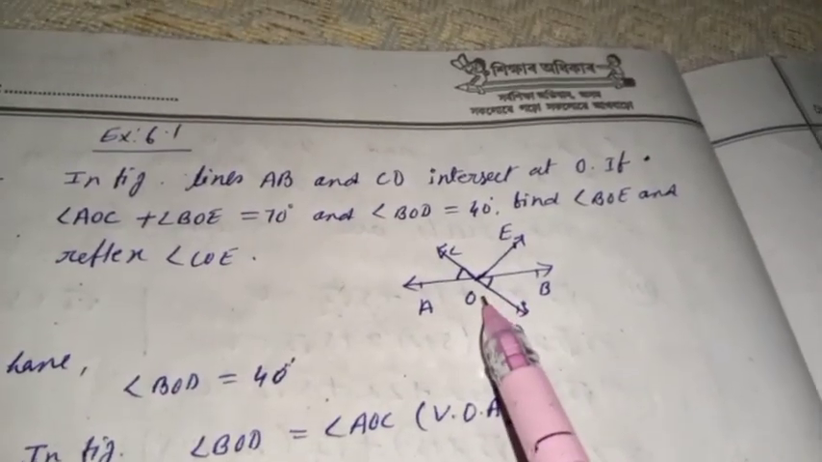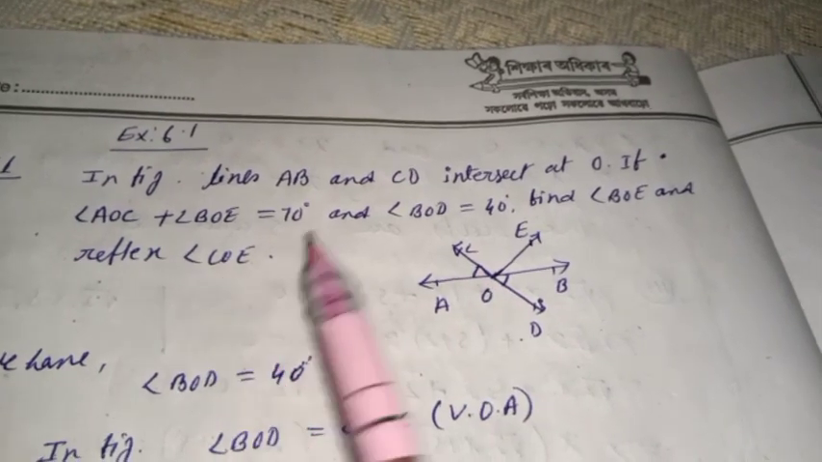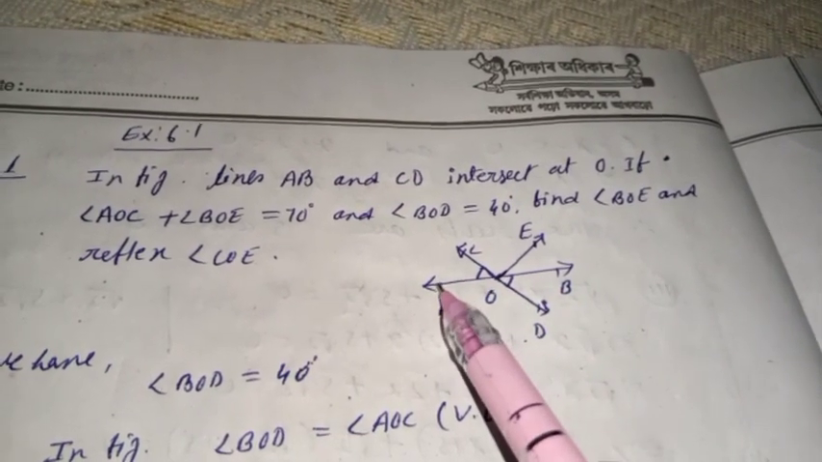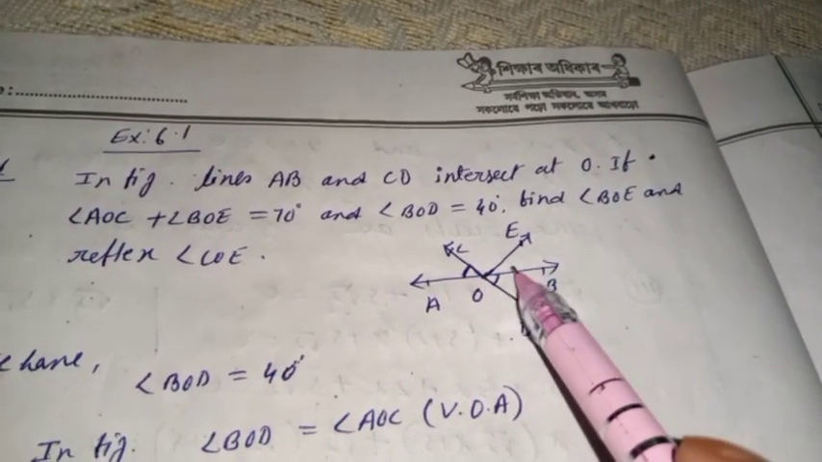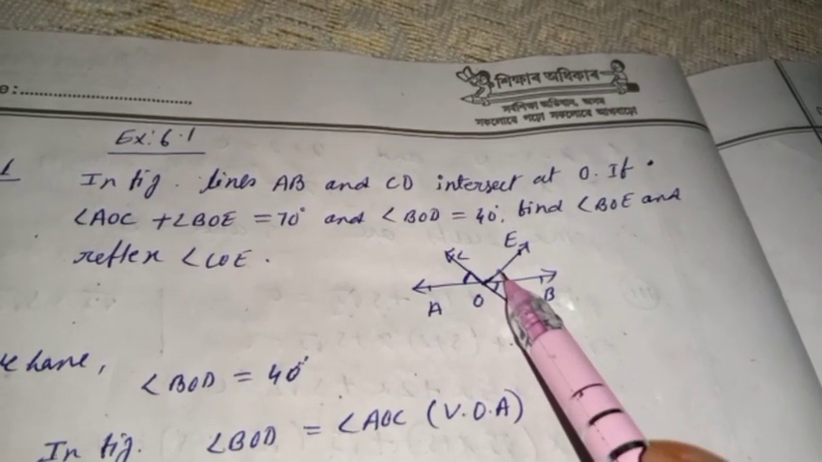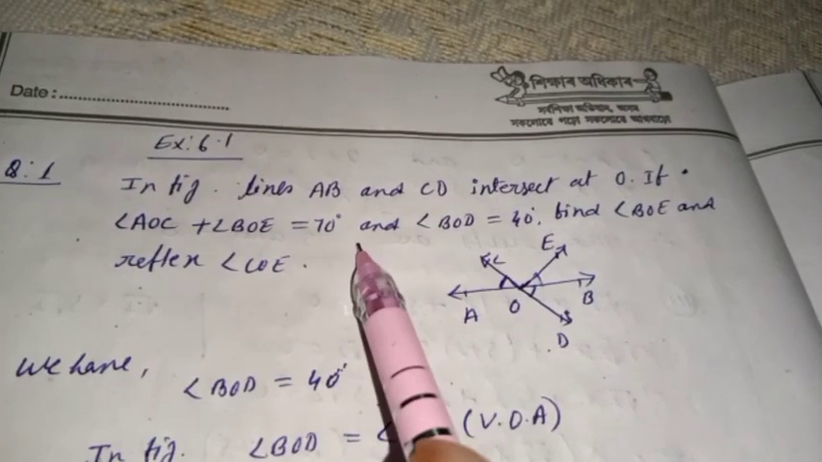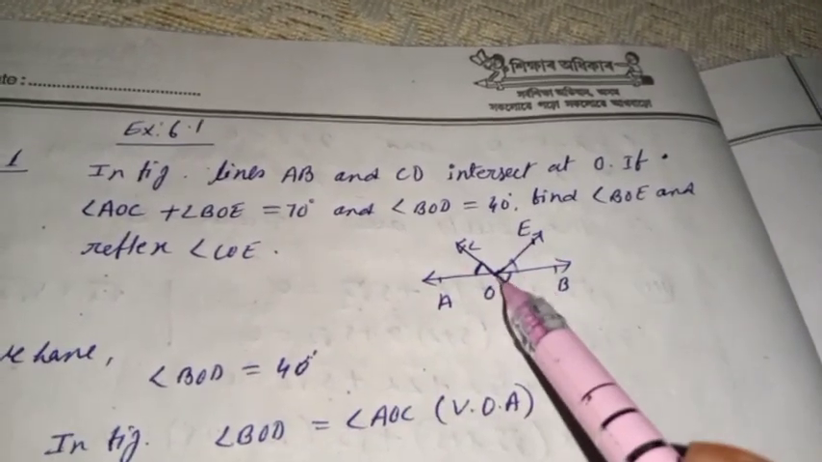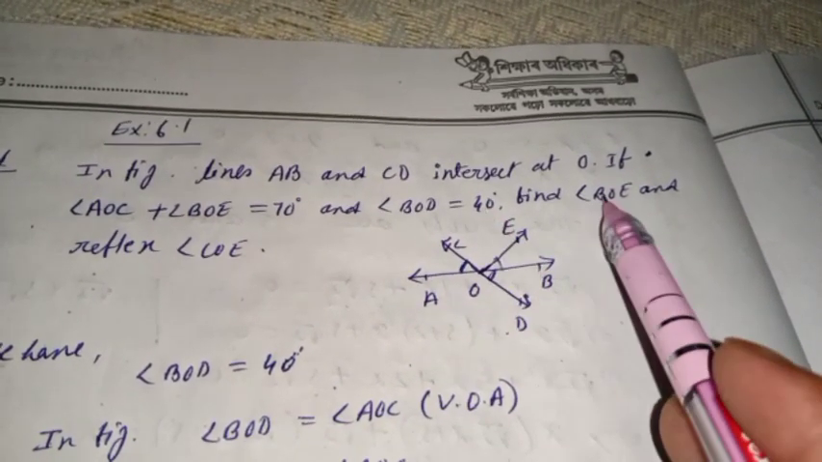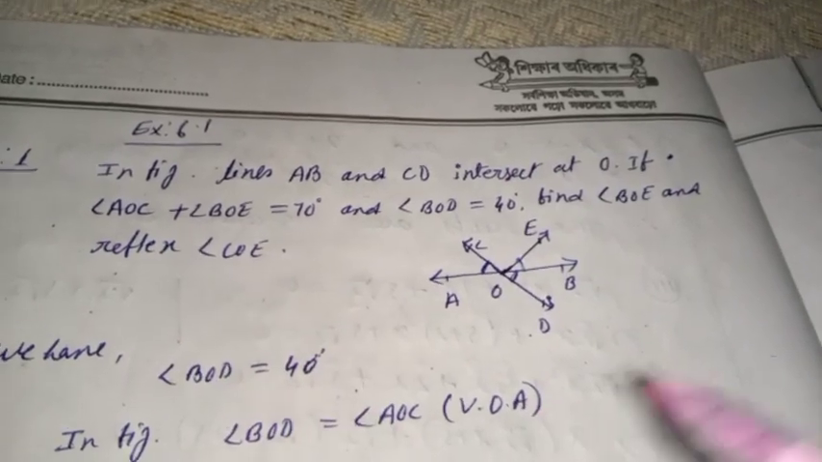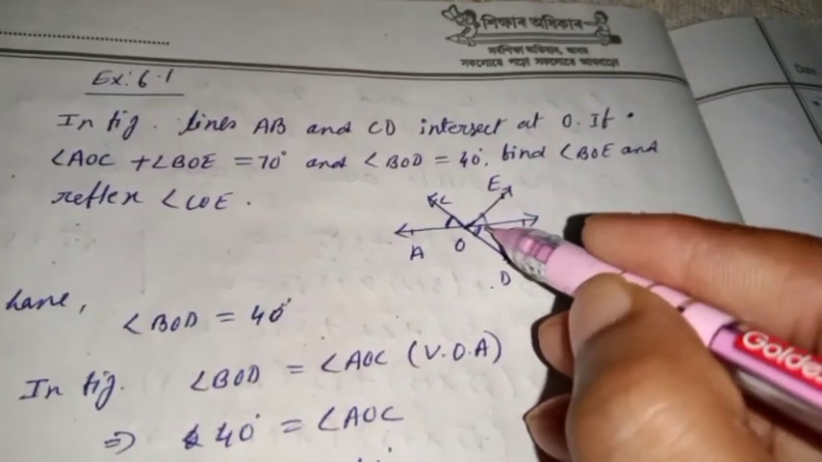See the figure first. Here, AOC plus BOE means the sum of these two angles. They have given the sum of these two angles, not each of them. Sum means together they are 70 degrees. And this BOD is how much? 40 degrees. Then find angle BOE and reflex COE. So now see, we can find it this way.